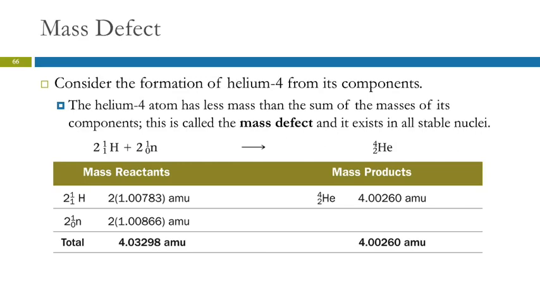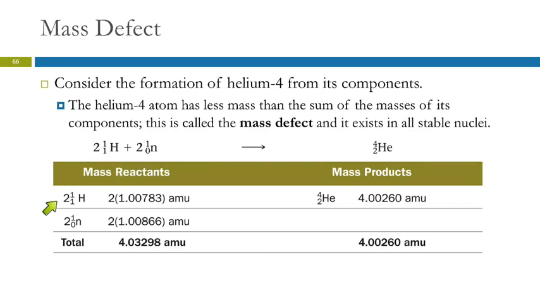So let's look at the formation of helium-4 from its components. Taking a helium-4 atom, looking at, well, what are the subatomic particles in there? What do those weigh? And let's add them up and see what happens. So we've got in a helium-4 atom, well, we're looking at the nucleus, not the electrons. So a helium-4 nucleus is going to be 2 protons, which is essentially 2 hydrogen nuclei, and 2 neutrons.